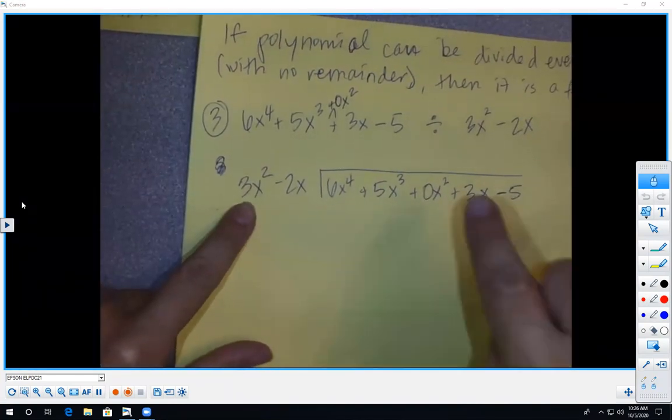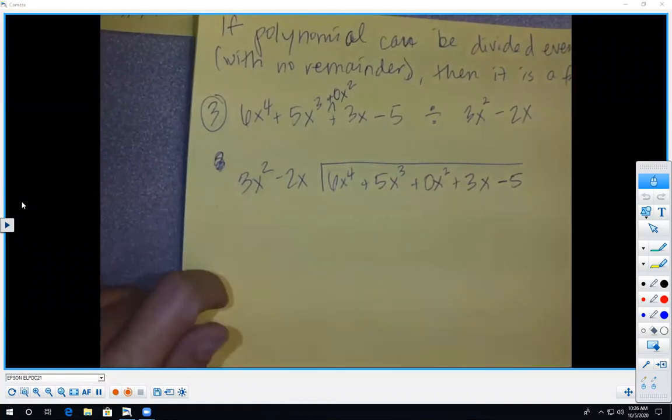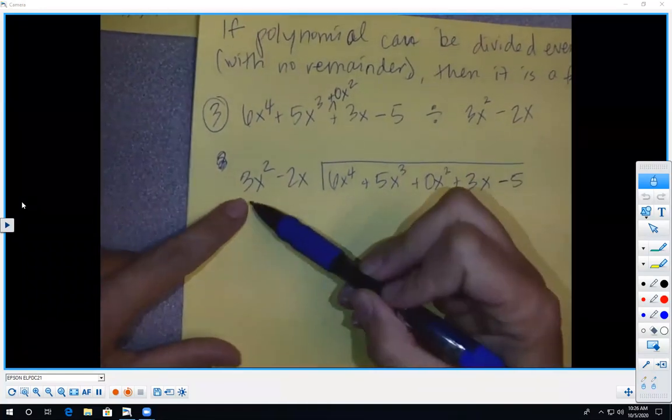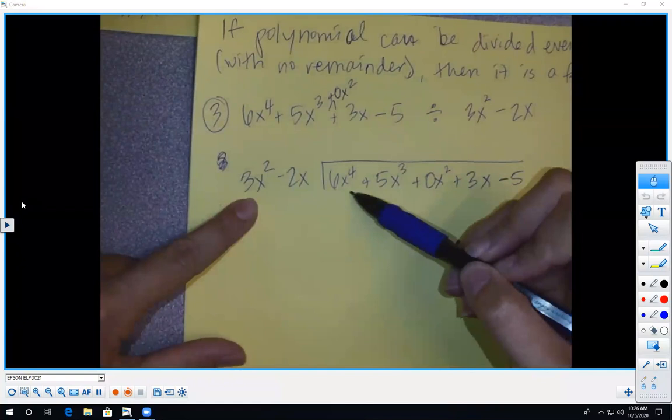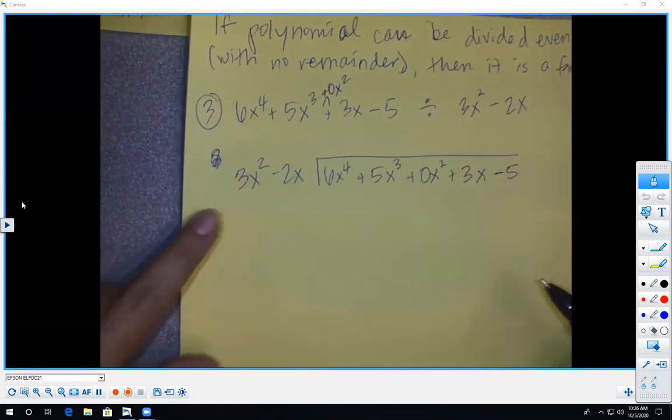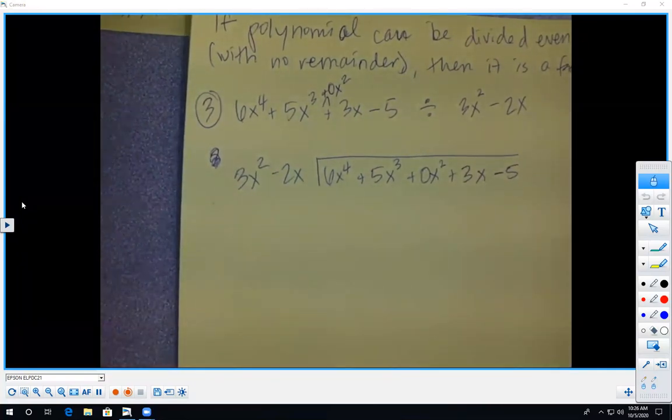How about you figure out that number on top and write it underneath first? We'll ease you into it. So 3x squared times what equals 6x to the 4th? Write it on top and multiply it underneath. And then I'll show you the answer so you can check and move on.